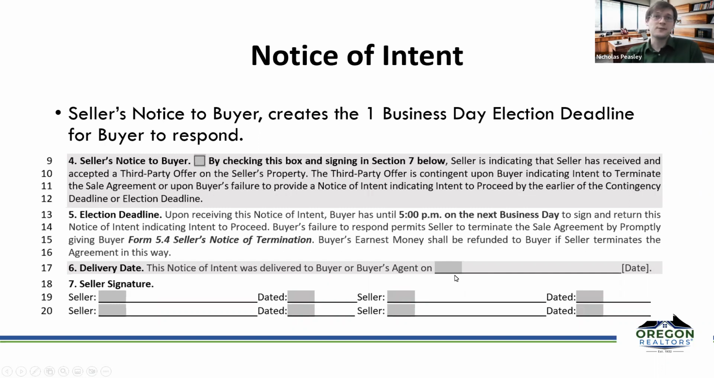If the delivery date is, for example, March 17th, 1 business day later takes us over the entire weekend and on to Monday. Monday ends at 5. That's March 20th. So March 20th would be the end of your election deadline, but that would be based on the delivery date of your notice of intent. And seller signs this. The buyer doesn't need to sign the seller's side of the notice of intent.